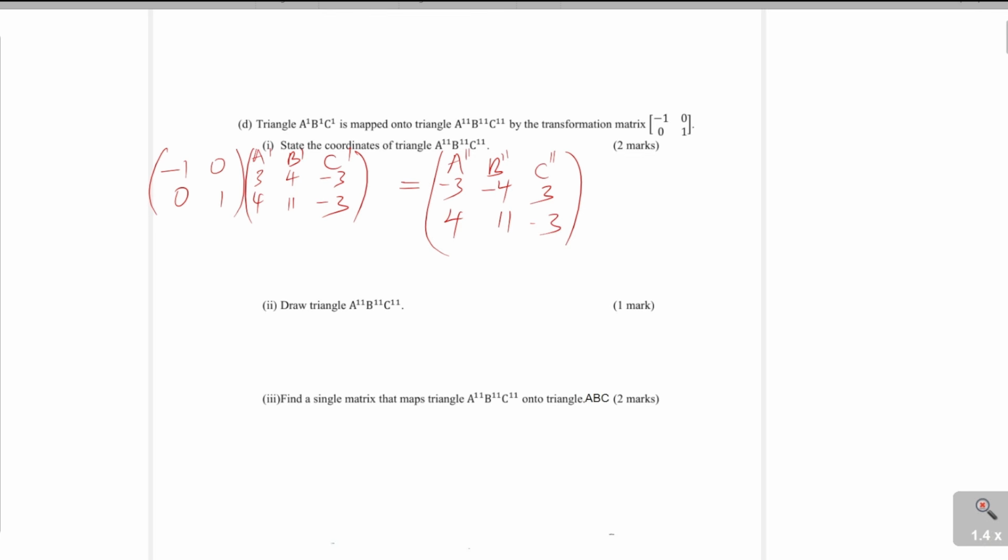Now those are not the coordinates. These are already the coordinates. A double prime, negative 3, 4. B double prime, negative 4, 11. And C double prime, 3, negative 3. Go to part 2. Draw triangle A double prime, B double prime, C double prime.